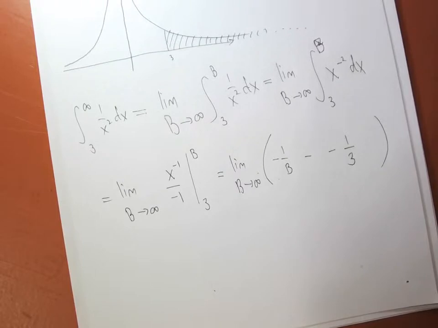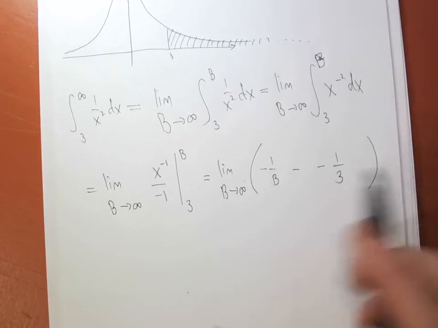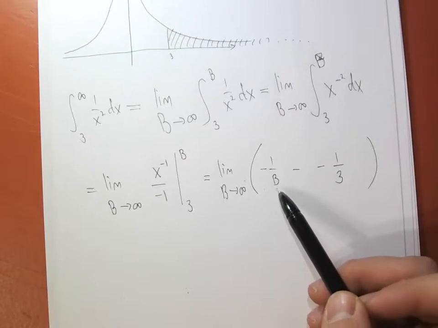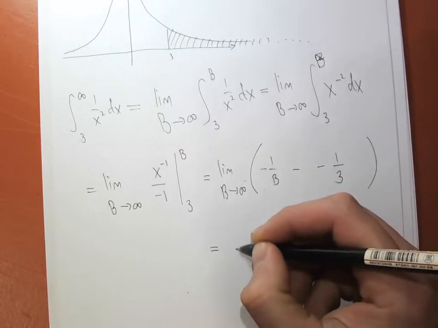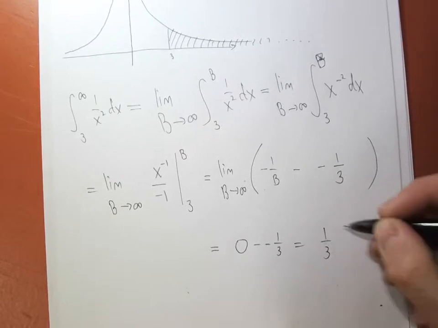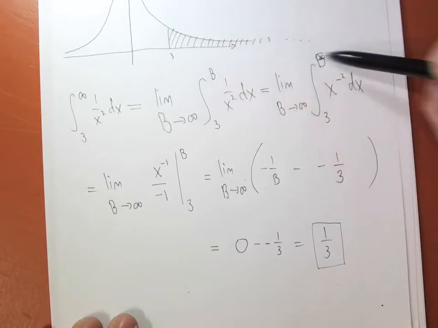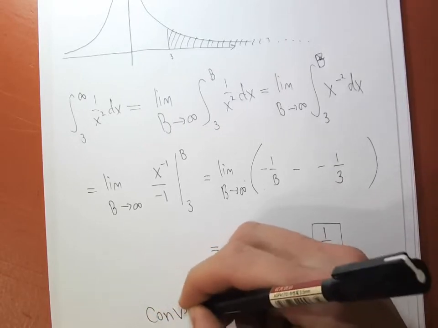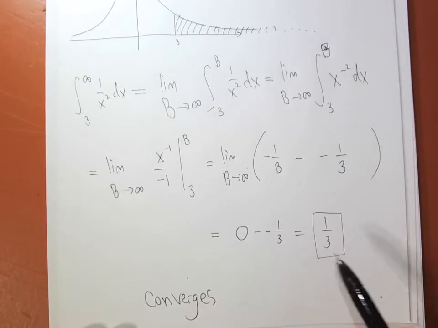Okay. So now let me think about what happens as b gets really big. As b is getting bigger, 1 over b is getting smaller. It's getting so small, it's getting really close to 0, that in the limit it equals 0. So the answer is just 0 minus minus a third, in other words, 1/3. So that's the answer to this question. And because this is an infinite region, but we get a finite answer, we say that the integral converges. So an integral converges if you get some number out of it.